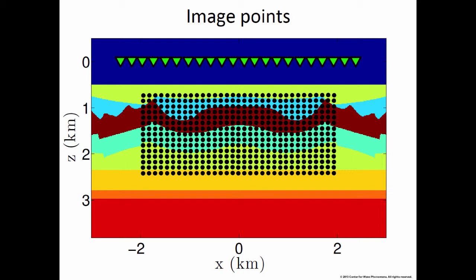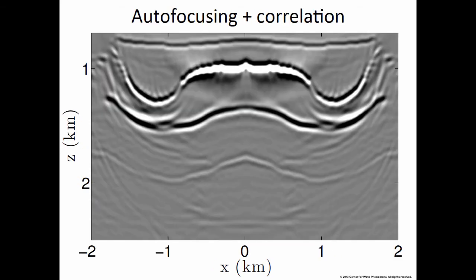that converge to this point. And once we do this for every image point, we do a simple cross correlation, and we evaluate these at time equal to 0, and this is the image that we obtain. And you can see now the reflectors that were before indicated by the red arrows are now gone.